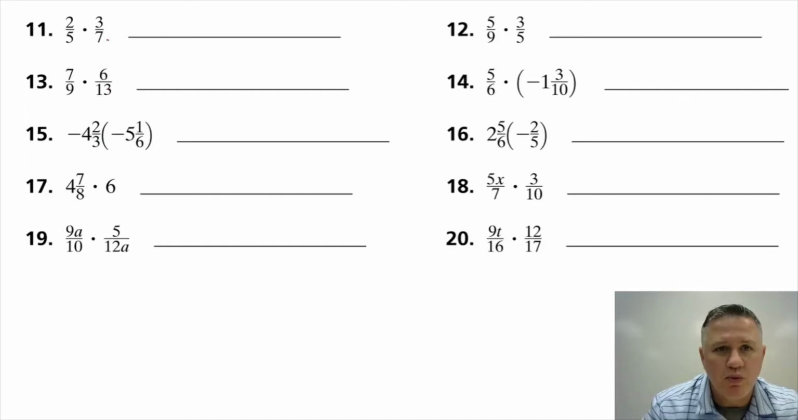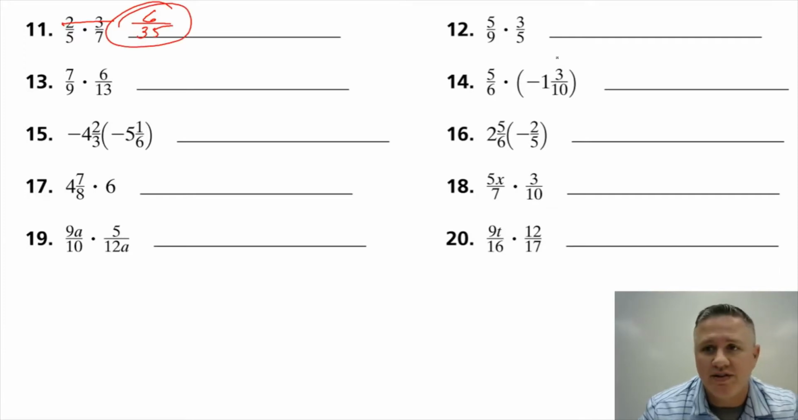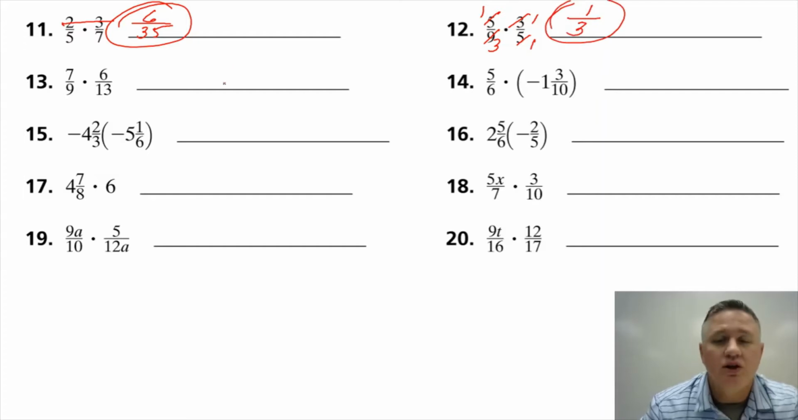Okay, question number one, you can't cross simplify the 2 and the 7 or the 3 and the 5. So you go right across. 2 times 3 is 6, 5 times 7 is 35, you get 6/35 for an answer. Okay, number 12, you can cross simplify the 3 and the 9. 3 goes into both 1 and 3 times, and 5 goes into 5 and 5 once. So you wind up getting 1/3 when it's all said and done.